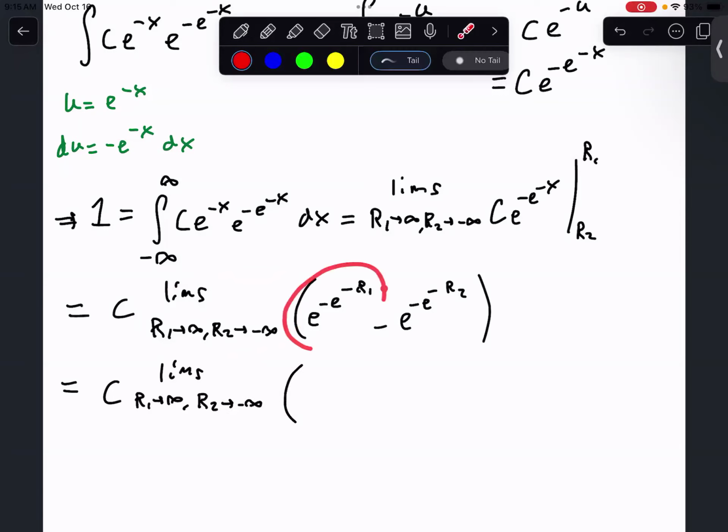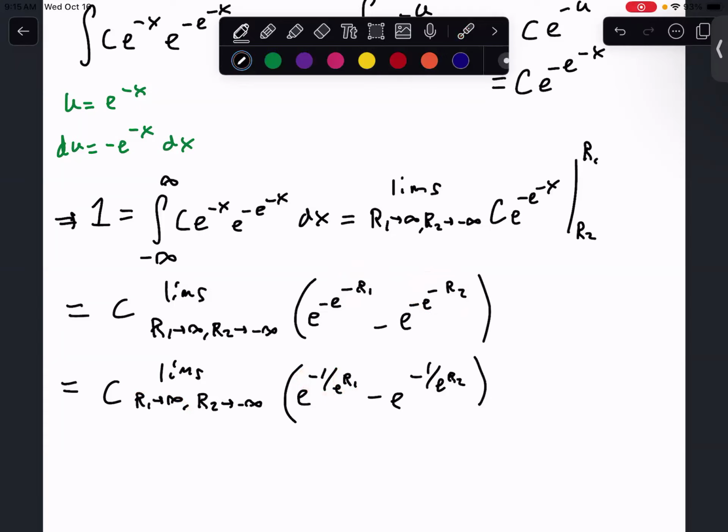So instead of writing e to the minus r1, you can also write this as e to the minus 1 over e to the r1. And then this is going to be minus e to the minus 1 over e to the r2, like this, because we have a negative exponent, right? And so you should be thinking that as r1 goes to infinity, this fraction is going to go to 0. And if you have e to the 0, this is going to be equal to 1. So this is going to be c times 1.